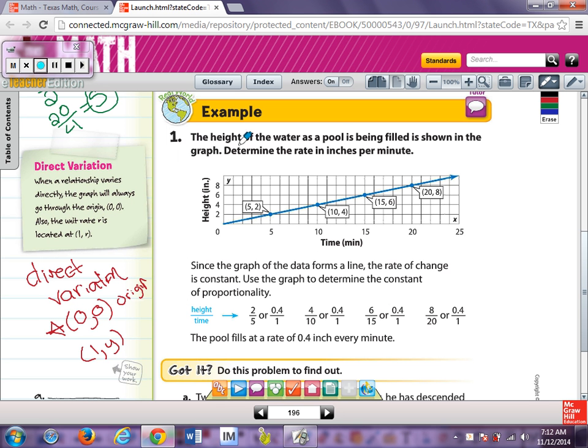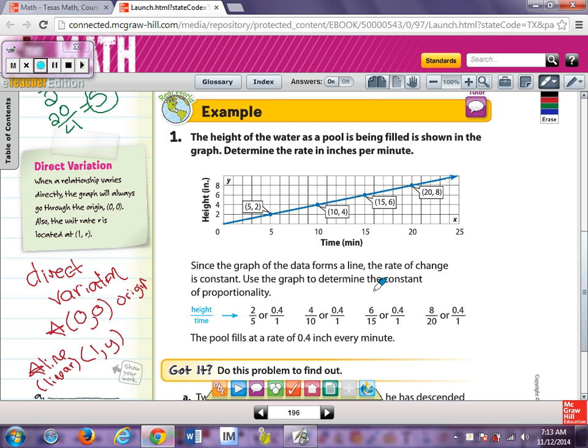So here we have: the height of the water as a pool is being filled is shown in the graph. Determine the rate in inches per minute. Here we have how much water is being filled in the pool: 2, 4, 6, and 8 inches. On the bottom, we have how many minutes have gone by: 5, 10, 15, 20, and 25. And then we have a graph. This graph shows how high the water level was in the pool at various times. It says here, since the graph of the data forms a line, the rate of change is constant. So that's another big sign we need. We have to get a straight line, or in other words, our graph should be linear, L-I-N-E-A-R.